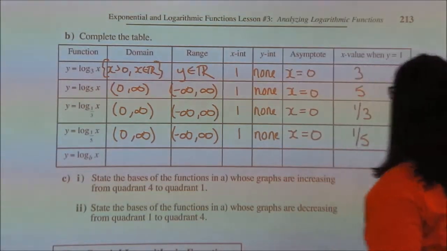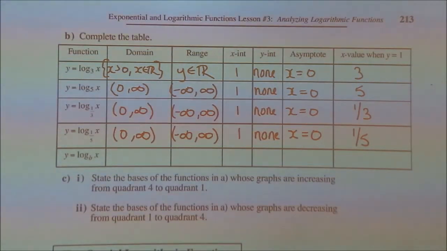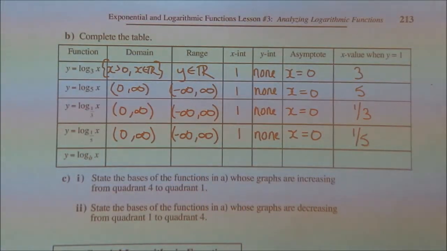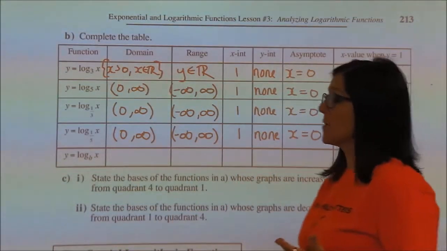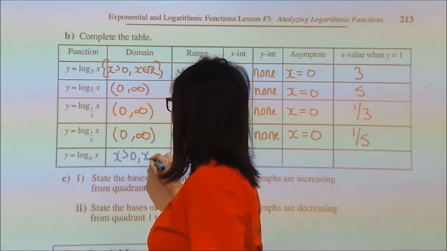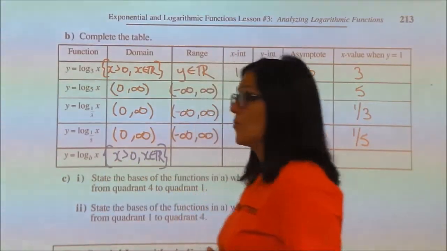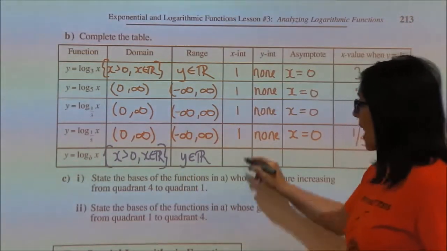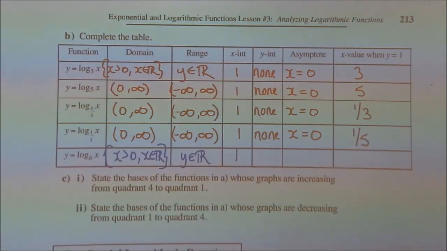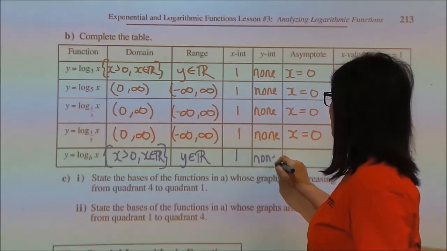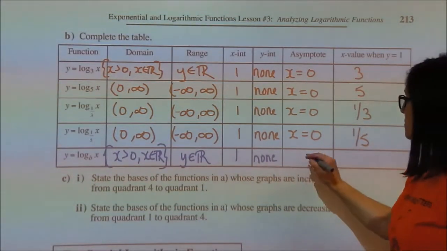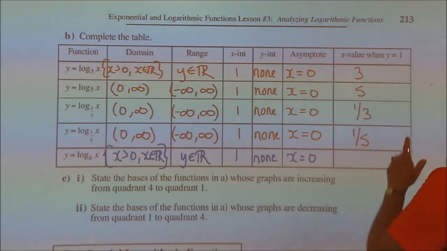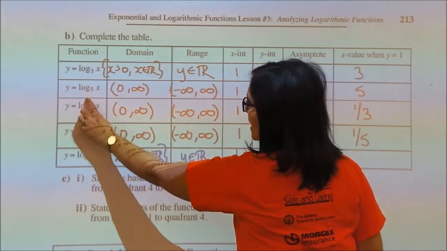So that brings us to the last line, which is the general line. Y equals log base b of x, where I don't know what the base is. What would the domain of this function be? Well, given the pattern that we've discovered, the domain is going to be the same. X has to be greater than 0. The range is going to be the same thing. Y is a real number. The graph is always going to cross through 1 on the x-axis, and it's never going to cross the y-axis. The asymptote is always going to be that y-axis line, which is x equals 0. And when y equals 1, x is going to be the base.